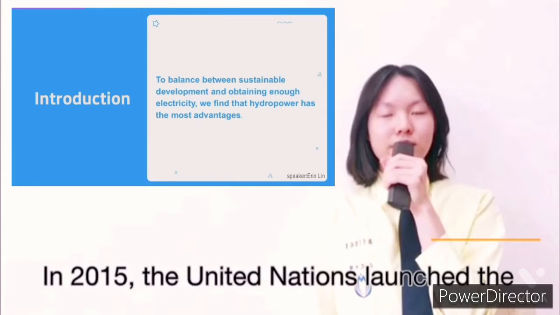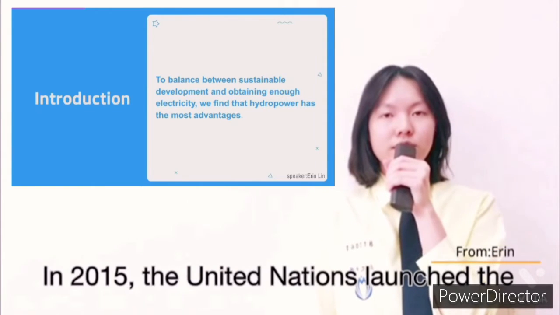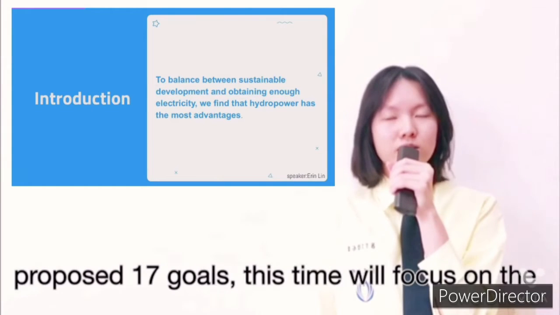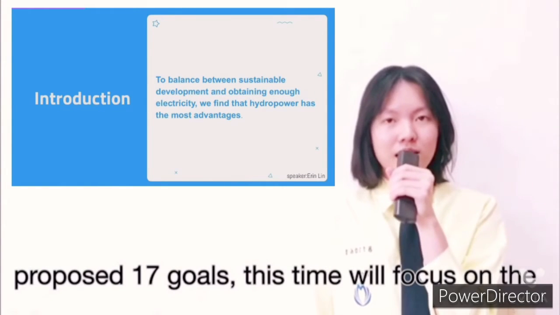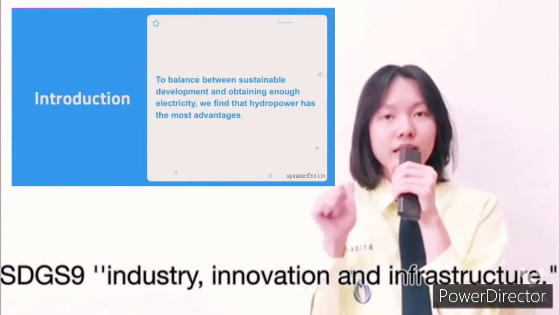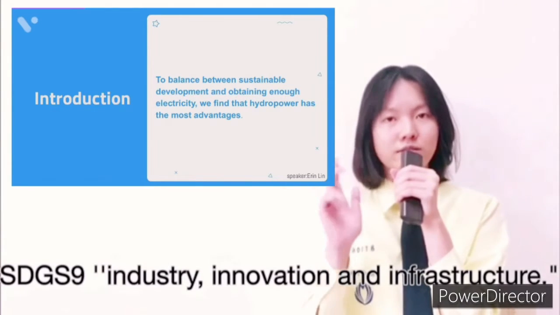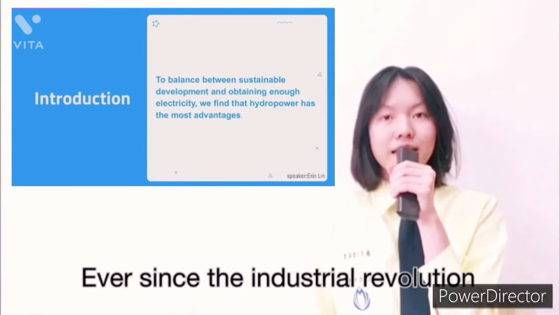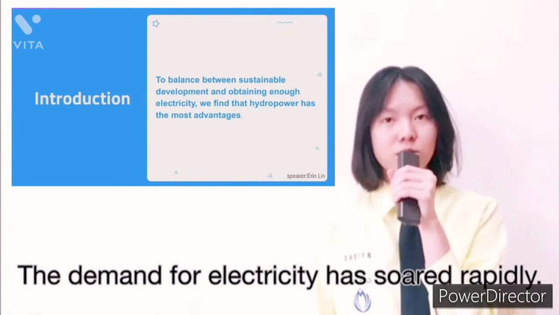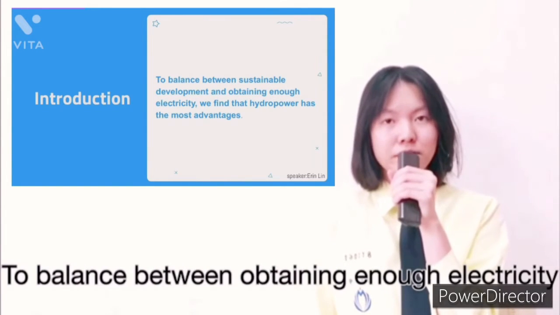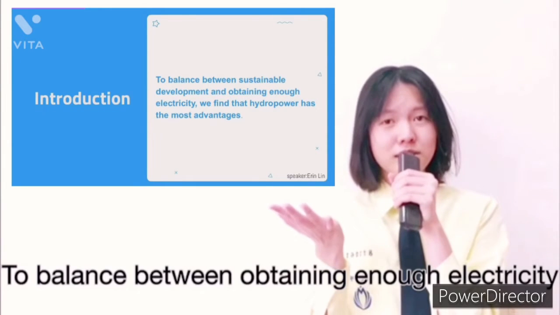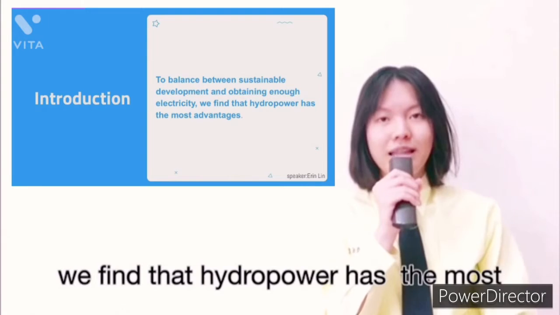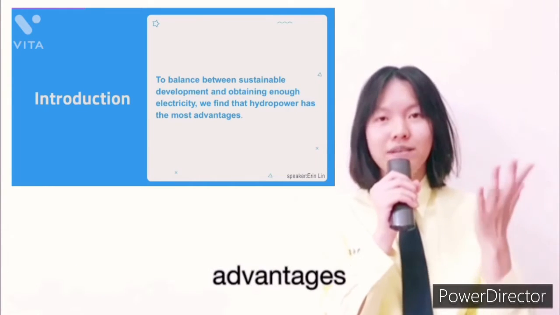In 2015, the United Nations launched the 2030 Sustainable Development Goals and proposed 17 goals. This time we focus on SDG 9, Industry, Innovation, and Infrastructure. Ever since the Industrial Revolution, the demand for electricity has soared rapidly. To balance obtaining enough electricity and sustainable development, we found that hydropower has the most advantages.